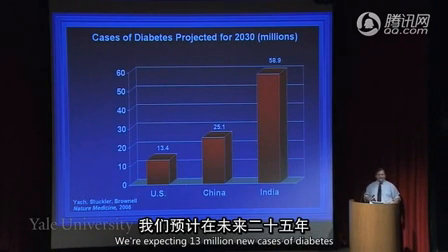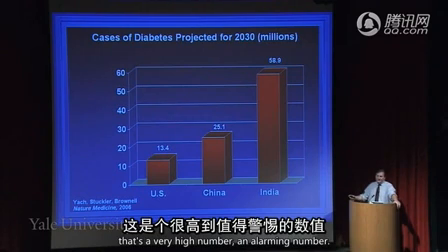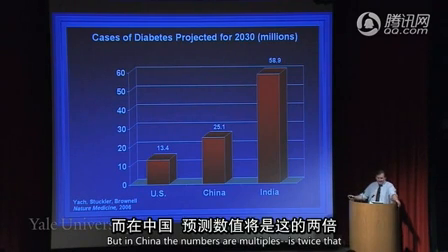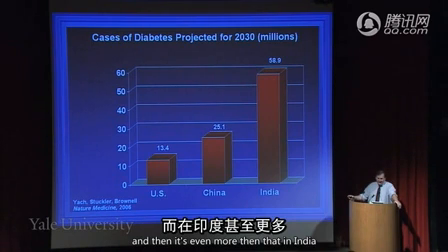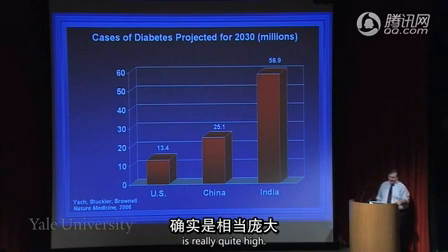So we're expecting 13 million new cases of diabetes in the U.S. in the next 25 years. That's a very high number, an alarming number. But in China, the numbers are multiples, twice that, and then it's even more than that in India. And so the number of millions of people to be affected is really quite high.